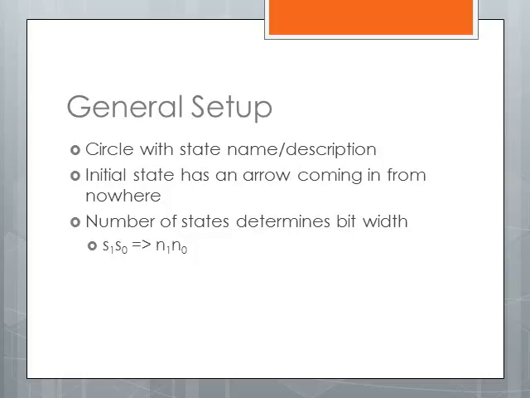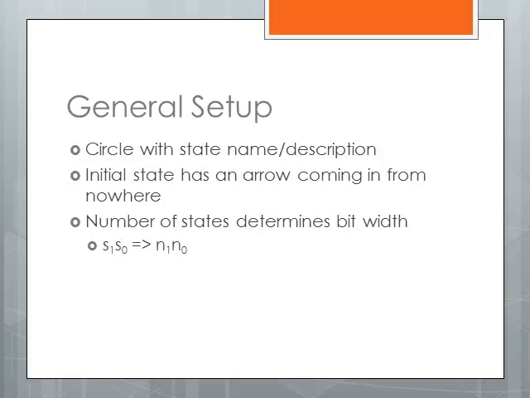Also, the number of states you have determines the bit width of the state definitions in binary. So if you have approximately 4 states, which in binary you could describe from 0 to 3, since we typically count 0 as a number, we can use 2 bits to describe a state. This will all make sense as we go through the examples.